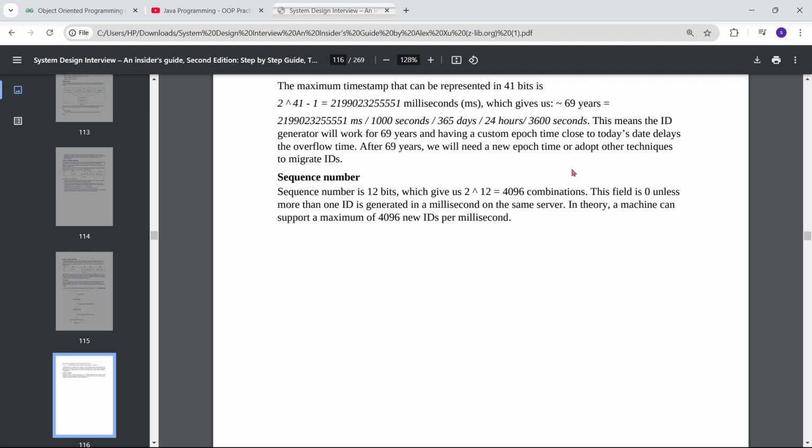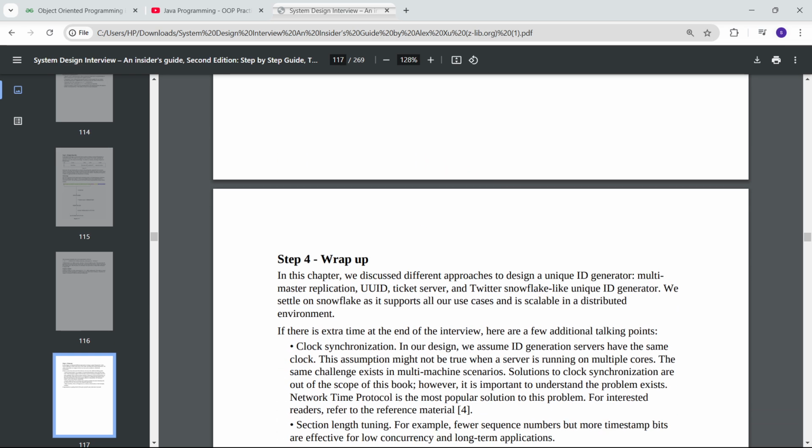Sequence number is 12 bits, which gives us 2 to the power 12, 4096 combinations. This field is 0 unless more than one ID is generated in a millisecond on the same server. In theory, a machine can support a maximum of 4096 new IDs per millisecond.